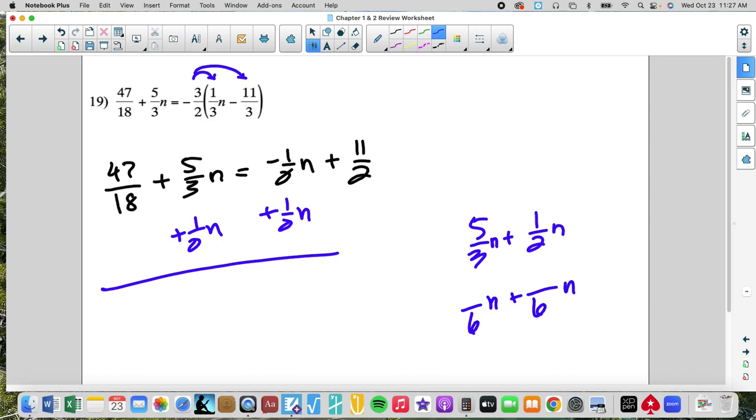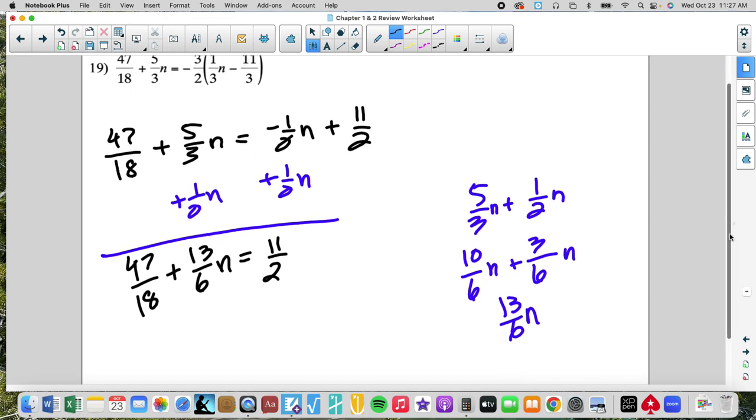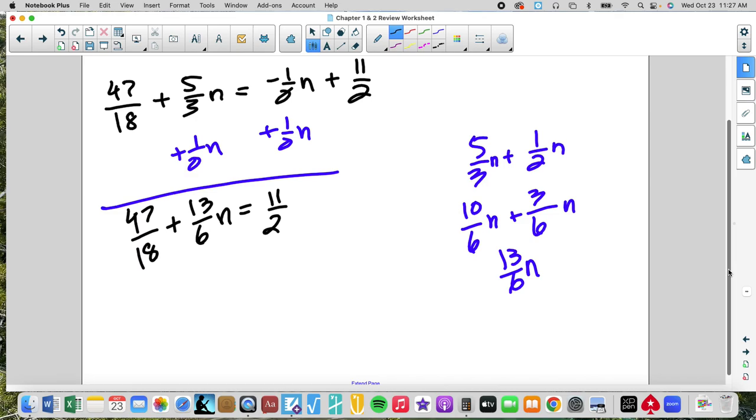In 8th grade, you should be able to see that 5/3 is equal to 10/6 and 1/2 is equal to 3/6. So we get 13/6 n. So 47/18 plus 13/6 n equals 11/2. And now we moved the variables to the left side, we're going to move the constants to the other side.